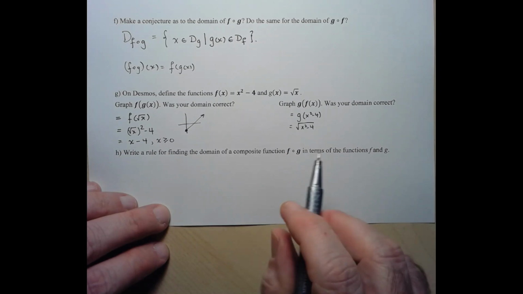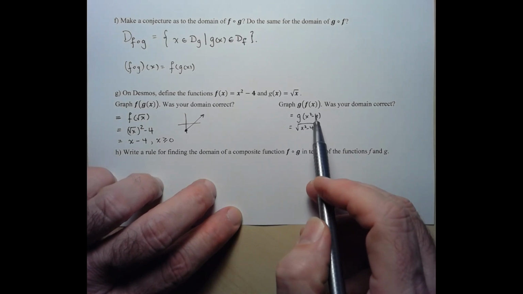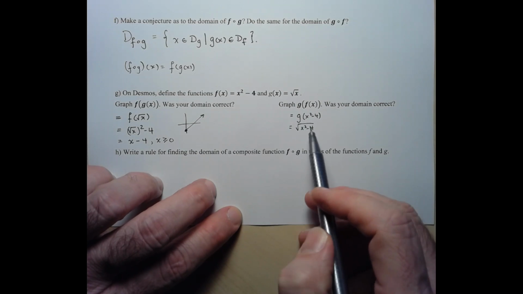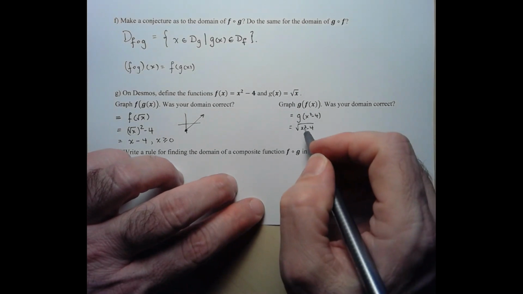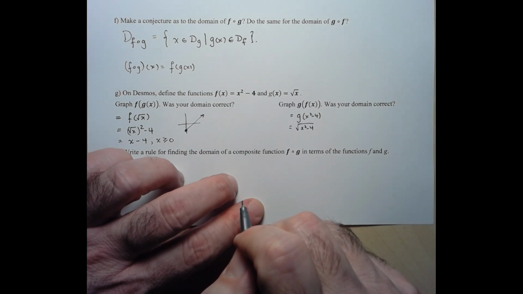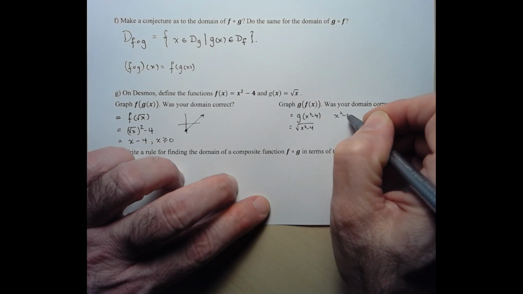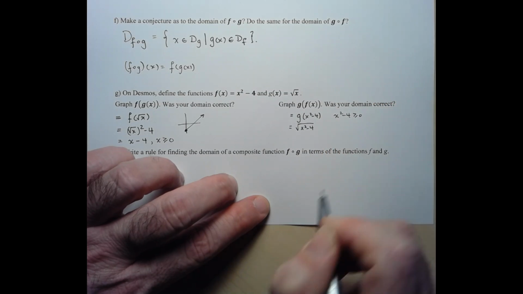Okay, so that seems to fit what we say. So now here I did g of f at x. So here f at x is x squared minus 4, and then I'm taking the square root of all of that. And this is where we realize whatever's inside the square root needs to be greater than or equal to 0. So in other words, x squared minus 4 needs to be greater than or equal to 0.